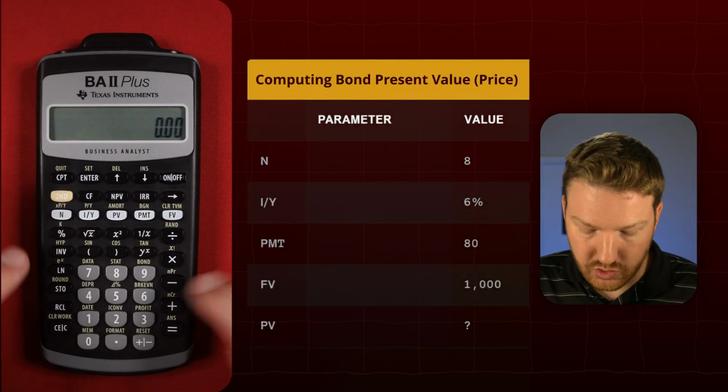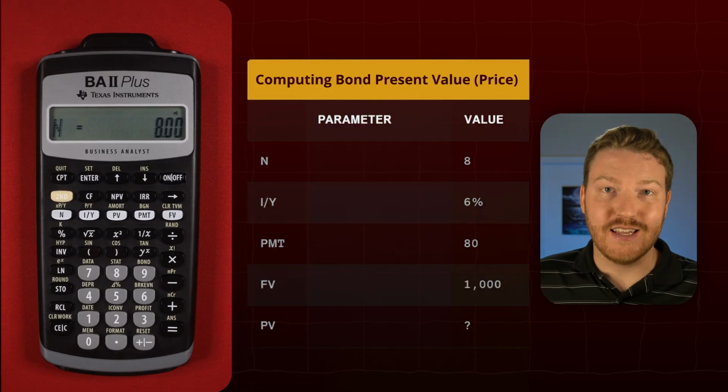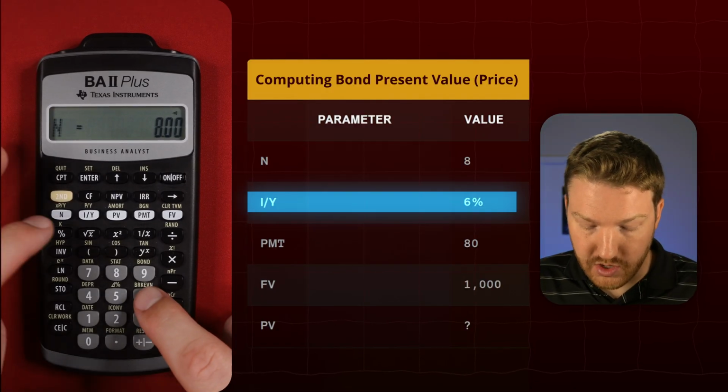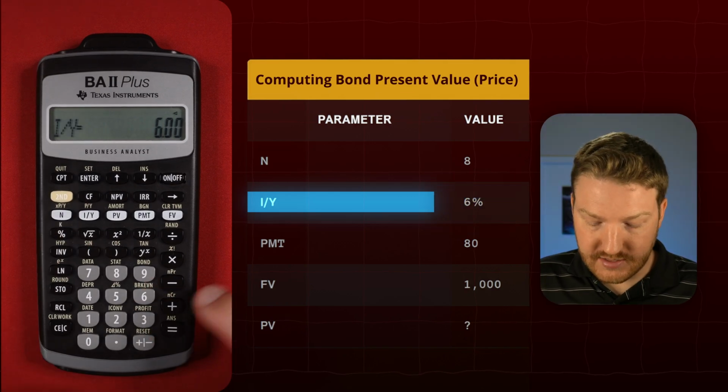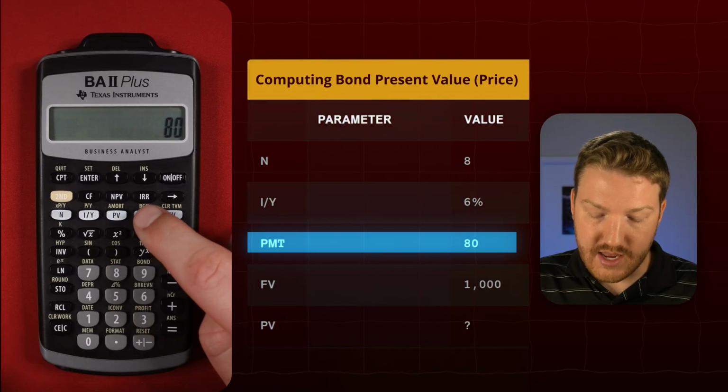How would we solve for the price of a bond today or its present value given some of the other inputs for this bond? Well, if we have N, interest per year, payment, and future value, we can come up with the present value or what we would have to pay for this bond today. So let's do an example where we assume that we have an 8-year bond, so 8 is N, the number of years, that has a 6% interest per year or yield to maturity, and it has an $80 coupon payment that it pays annually. So let's do 80 for payment.